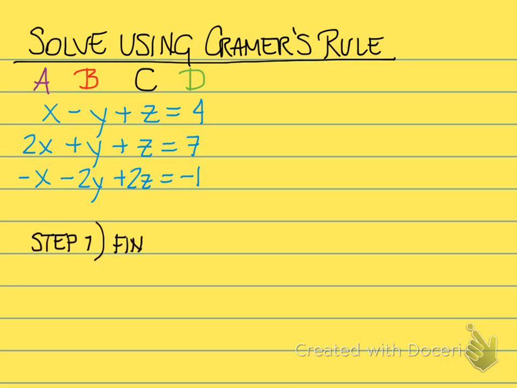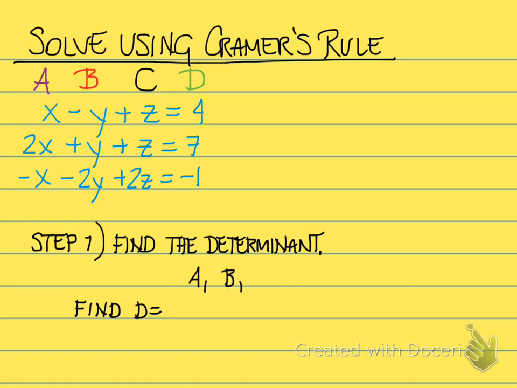Okay, so in step 1, we're going to find the determinant. And when I say find the determinant, it's also basically just saying we're going to find what D equals. So we're going to set up a matrix using our system of equations that we have right here. So what we'll write is A1, B1, and C1. What I mean by that is we're going to look at A as a column, B as a column, and C as a column. And then these 3 equations go by row 1, row 2, and row 3.